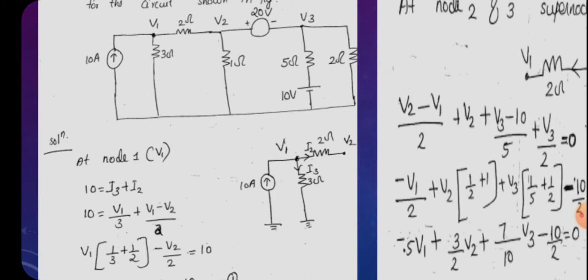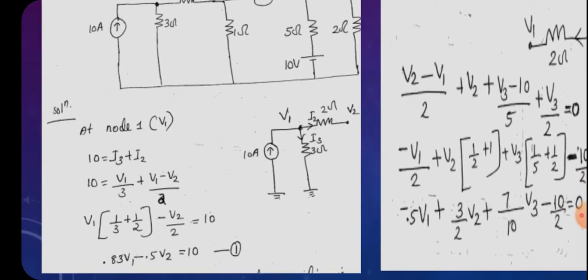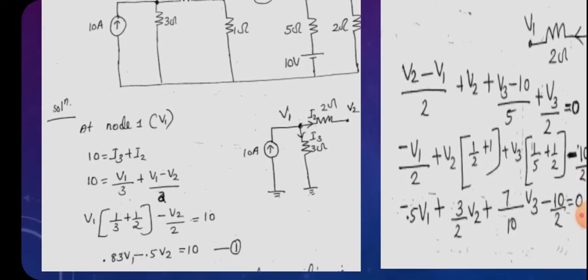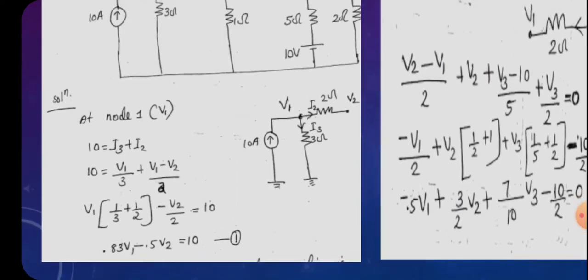Why does V1 minus V2 come? Because the 2 ohm resistor is connected between two nodes V1 and V2. So we are taking the current through 2 ohm to be equal to (V1 minus V2) divided by 2. And we can rearrange this equation and we will get 0.83 V1 minus 0.5 V2 equal to 10. That is equation number 1.